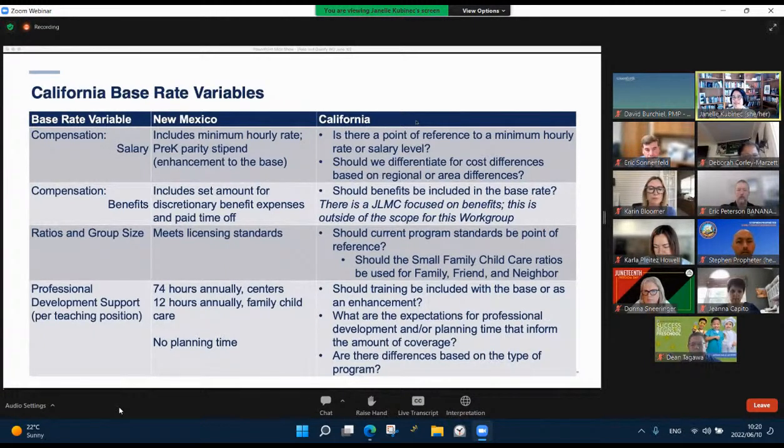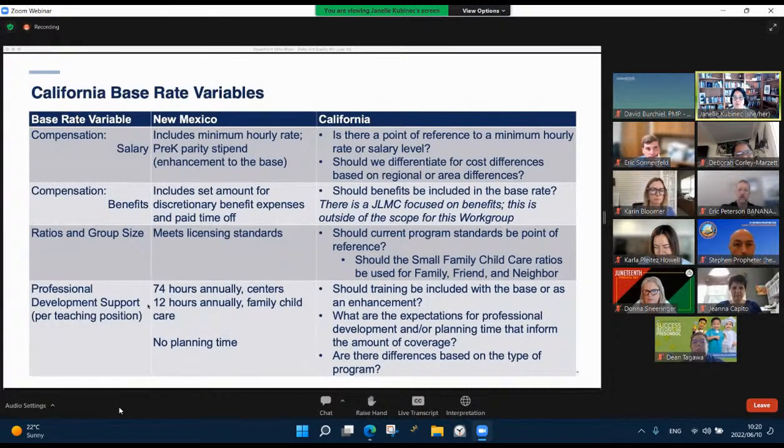Okay, well, let's go ahead and jump right in. So we move to the top of our list with compensation, because that's the piece that I think we've spent considerable amount of time on, and we have a lot of interest in thinking about what we should have in our base rate as we reflect on what compensation should include. So we have broken this down into 2 parts. One is salary, the other is benefits.